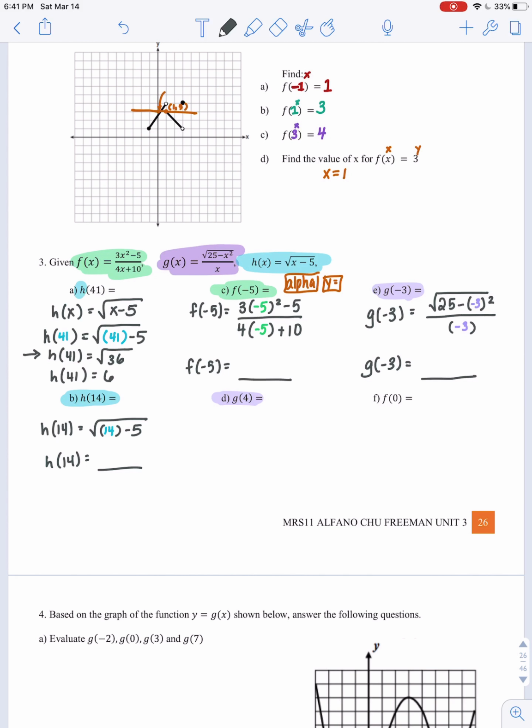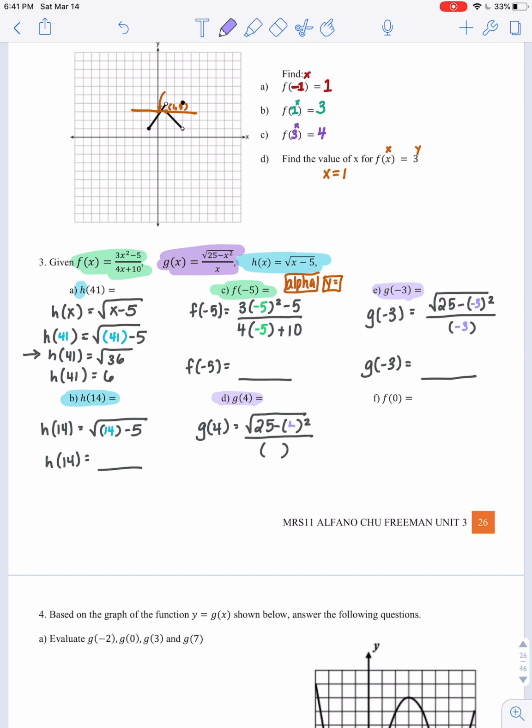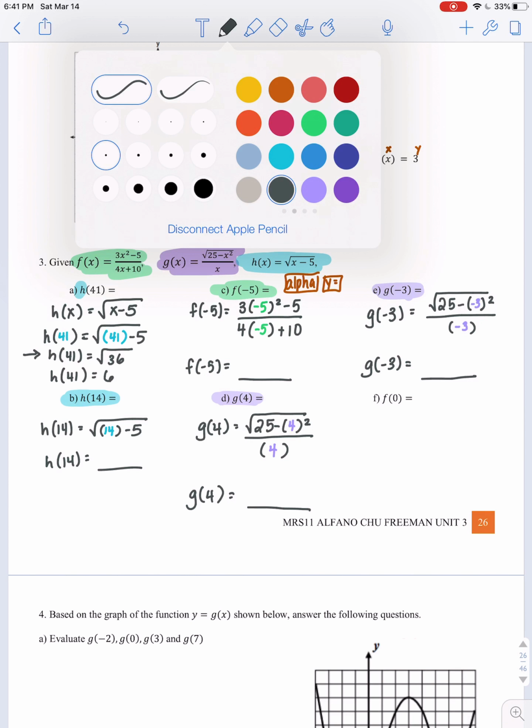Next one is g. So g of 4, when my input is 4 for the function g, I'm going to plug that in: 25 minus x squared over x. I always like to replace my x values with parentheses first. That way I don't confuse myself about where I'm inputting and whether or not I need to use parentheses. If I always do it first, I promise you I will not mess up.